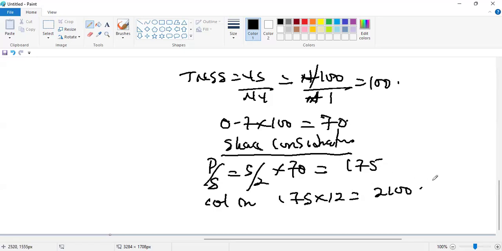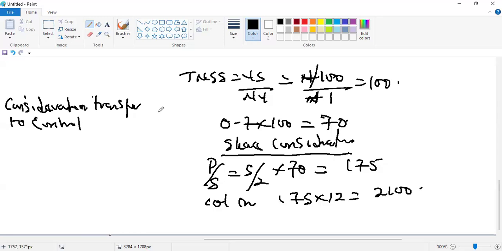2,100. To calculate goodwill now, the consideration transferred to have control, which is 2:1, plus the fair value of the previous 10%, 250.